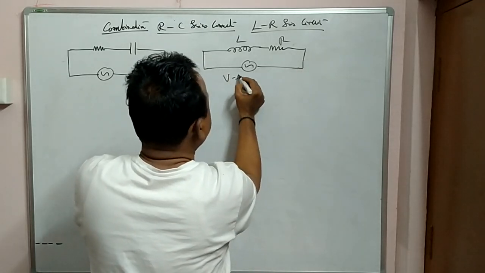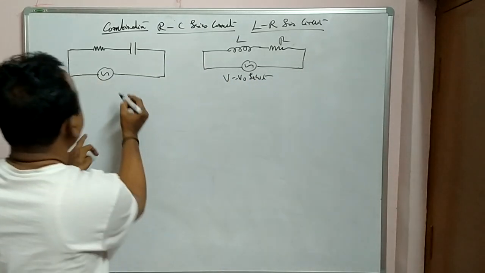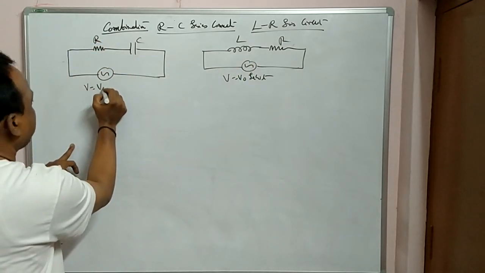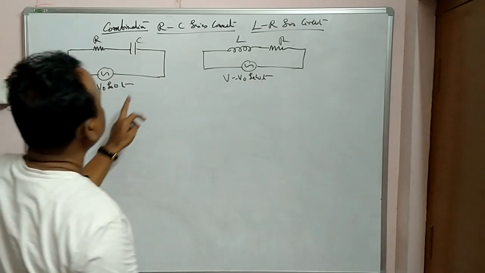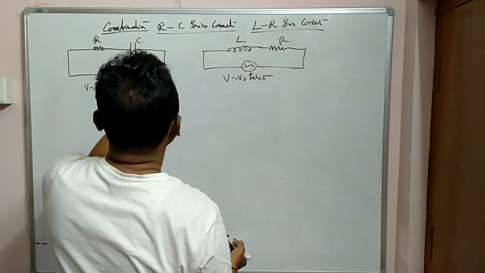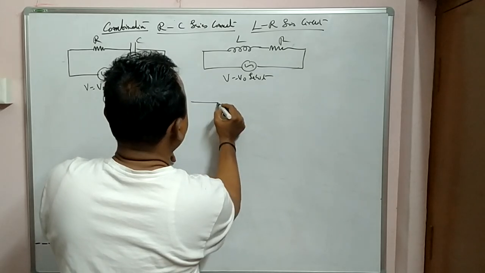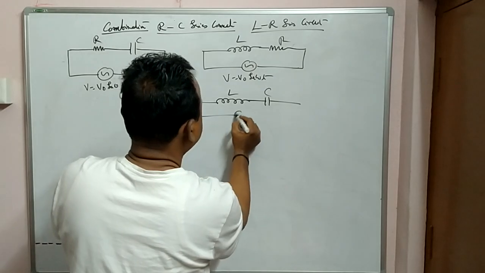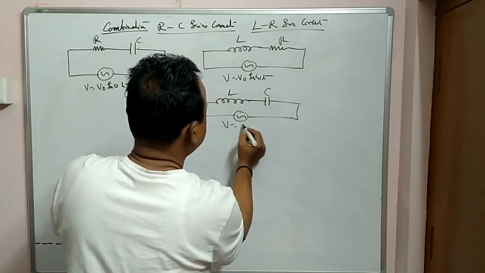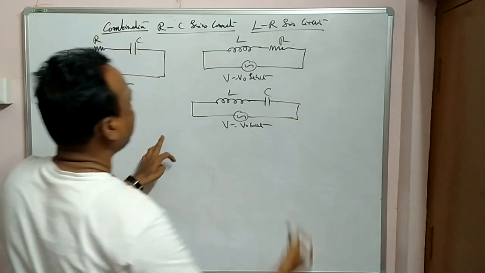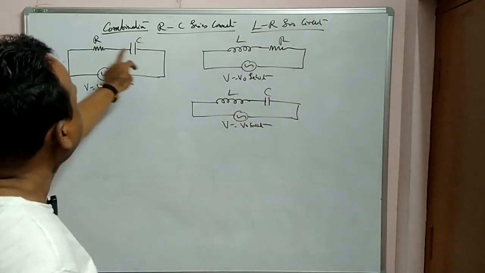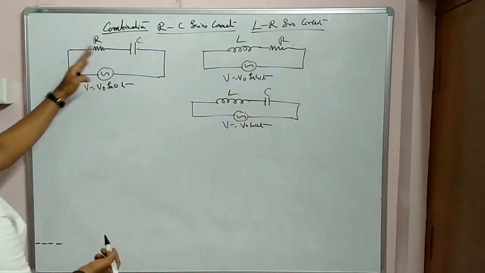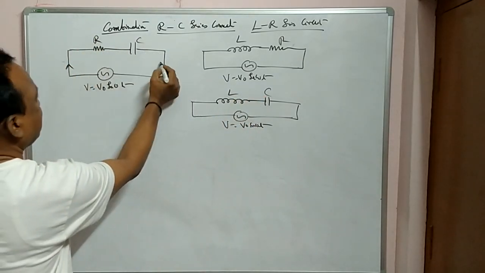Alternating voltage, V is equal to V0 into sin omega t. Here also capacitance, resistance, RC, LR. So V is equal to V0 into sin omega t. What other combinations do we have? CR, CL, LC. You can take LC also. LC is the third combination, V is equal to V0 sin omega t. So these are the combinations: RC series, LR series and LC. For all these you can again apply KVL and get the equations.